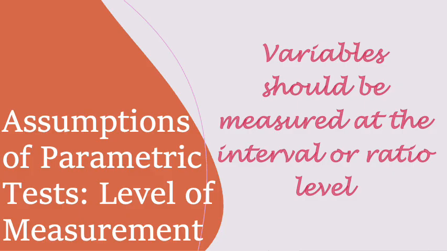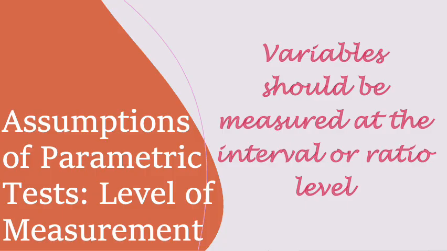The second assumption of most parametric tests is that the level of measurement should be the interval or ratio level. In other words, the variable of interest should be at a continuous level of measurement. And this is quite simple to confirm simply by looking at what data was collected and how it was collected. And it should make sense for parametric tests that we need to have data at the continuous level of measurement.